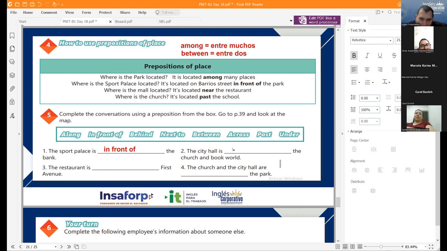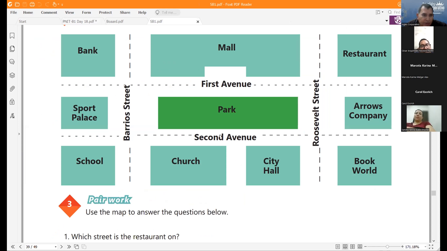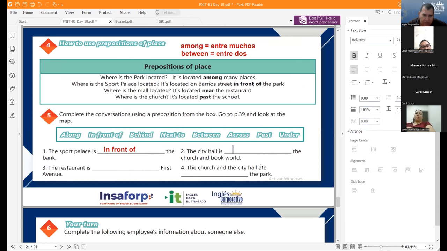The city hall is what? The church. Tiene que ser between, ¿verdad? City hall, between, aunque si había calles entre, no era between, pero le vamos a poner between porque esa es la idea. Between the church and the book world.